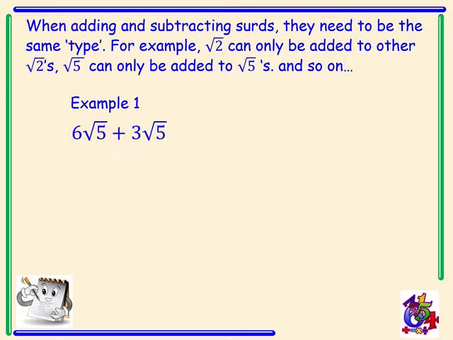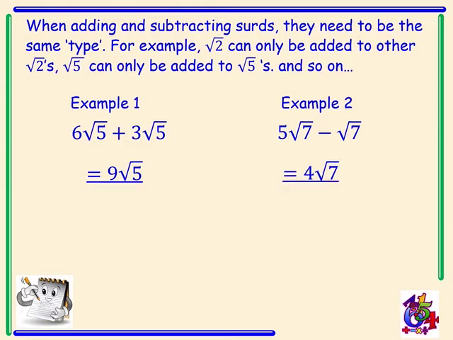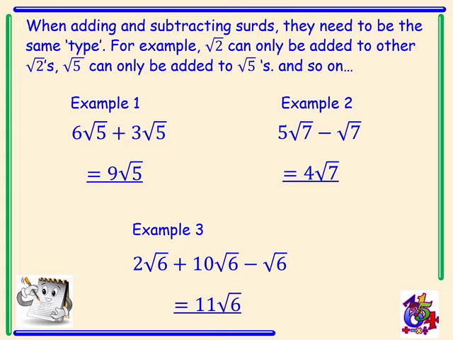So example 1, if we have 6 root 5 plus 3 root 5, 6 plus 3 is 9 lots of root 5. Example 2, 5 root 7, take away a root 7. 5 root 7 take away 1 root 7 is 4 root 7. Example 3, 2 root 6 plus 10 root 6, take away a root 6. So 2 plus 10 is 12, but take away 1 will leave us with 11 root 6.